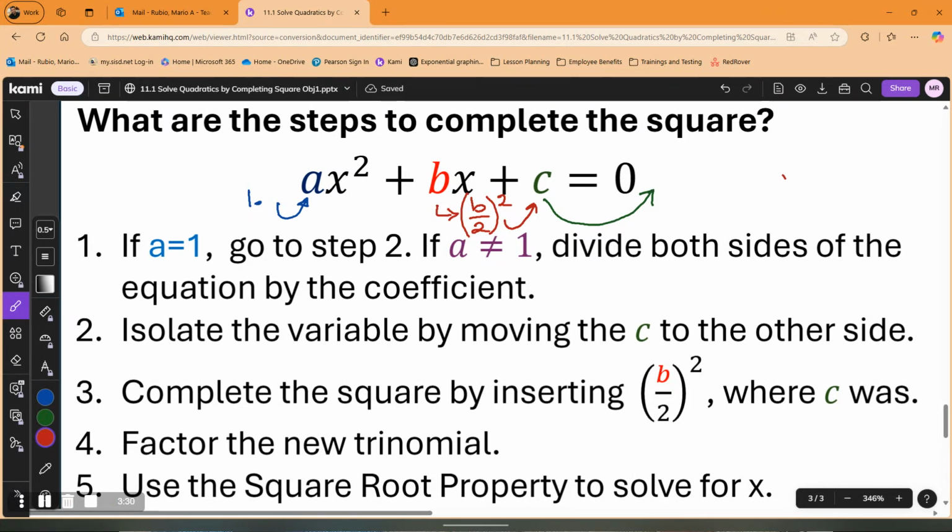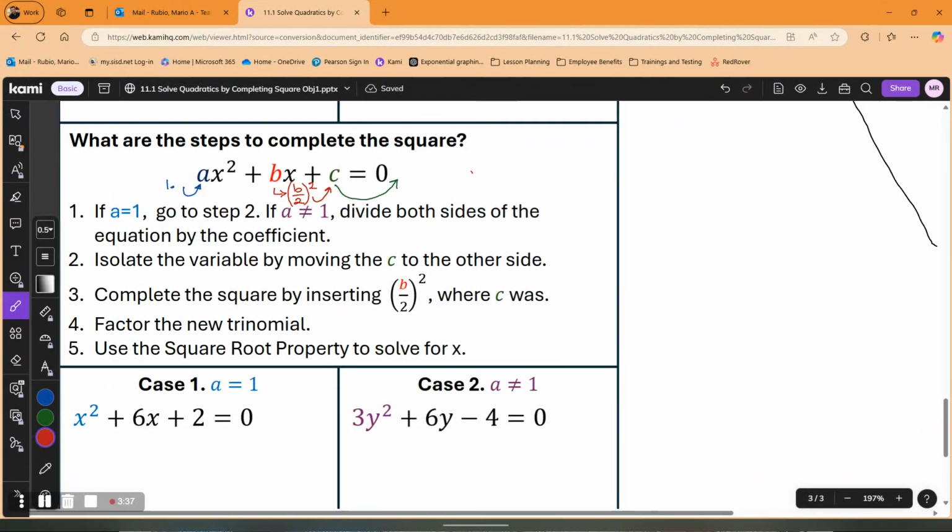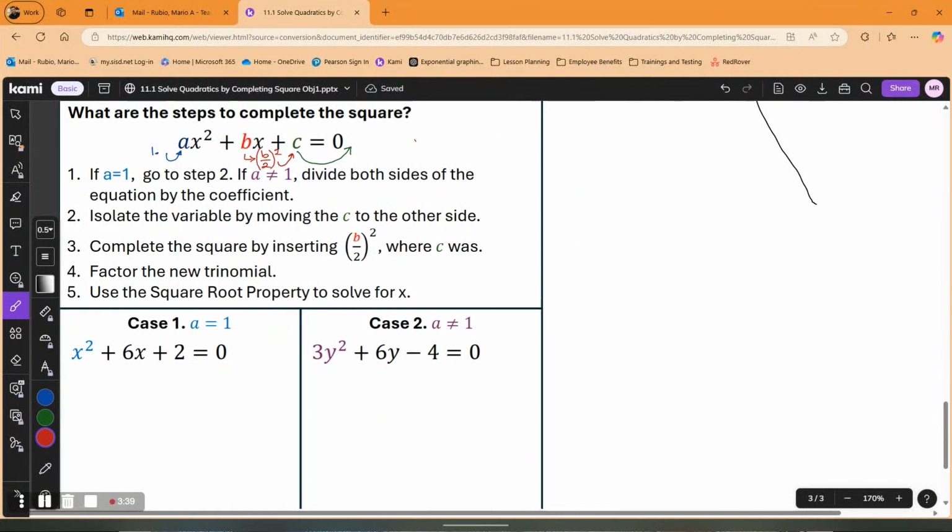Let's see what all of this looks like together in an actual problem. Let's see if I can do it small enough that we can fit it on the screen, but big enough that you can still see everything. So step 1, first we're going to do case 1 where a is equal to 1, and then we'll do another one where a is not equal to 1. So we're going to look at the coefficient here.